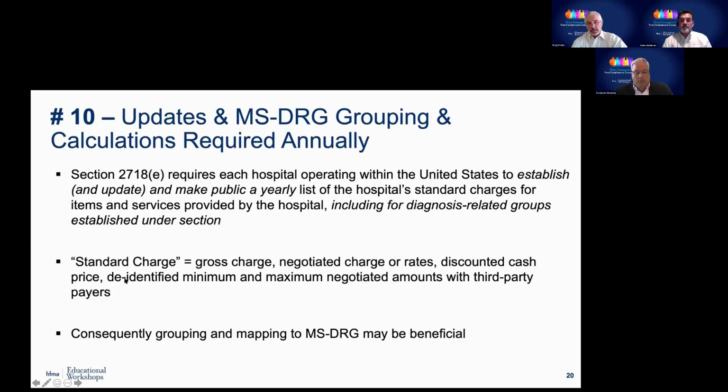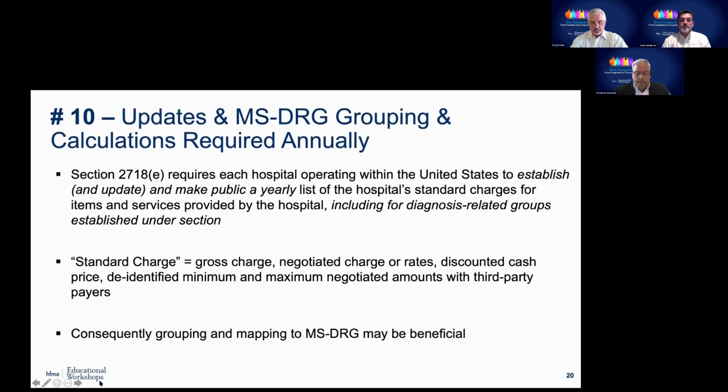Standard charge has now been defined by CMS to include the gross charge, negotiated charge or payment rate, discounted cash price, and the de-identified lowest and highest negotiated amount with third-party payers. So just a word of caution here. When you see the term standard charge referred to by CMS, remember that this is not simply the gross charge master charge that many hospitals had to publish in the past, but is both the gross charge and, an important point here, the discounted price and negotiated amounts with the third-party payers. So it's much more information being provided to the public.